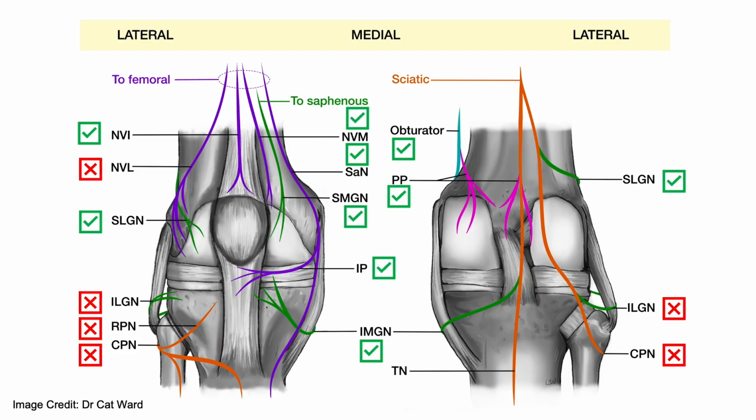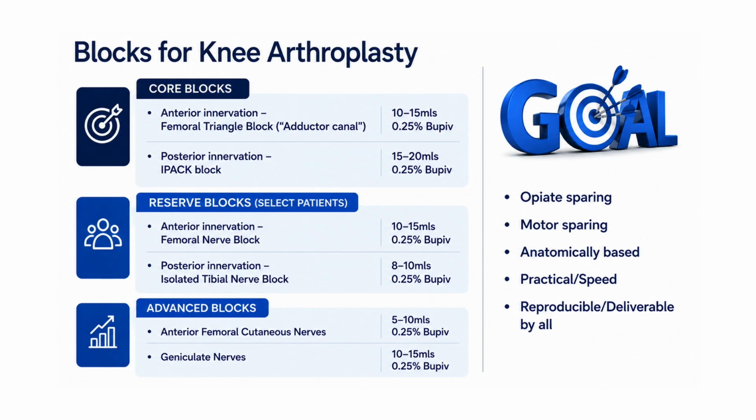That leaves us with a set of core blocks, which I think most people should have at their disposal. Sam's now going to show you a slide, which is the core blocks which we're going to think about doing, and that's blocks which target the anterior innervation, which is the femoral triangle block, and then the posterior innervation, which is our iPACK block, which is a form of targeted local infiltration targeted by us. Then we've got reserve blocks which will be needed for only a select few patients.